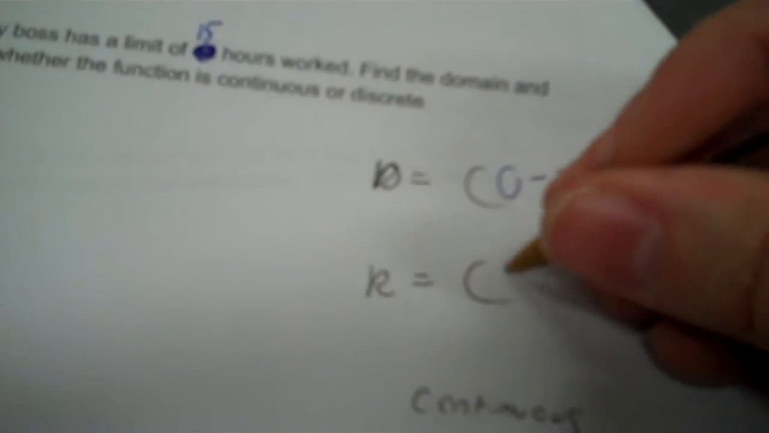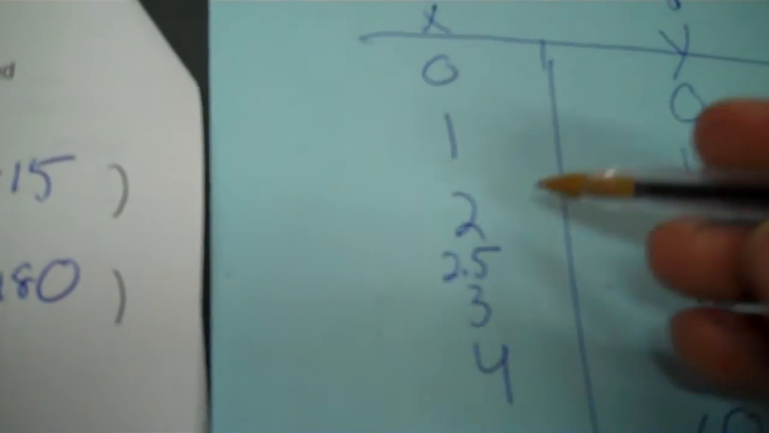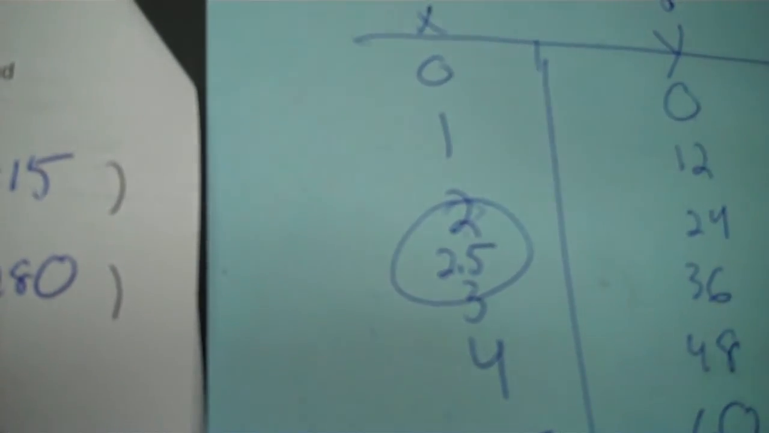Okay, hours go from 0 to 15. The money I make goes from, the range goes from 0 to 180. Alright, I'm going to put a 2.5 in. Can you work 2.5 hours? Sure you can. Okay, so decimals could happen, so it's continuous.